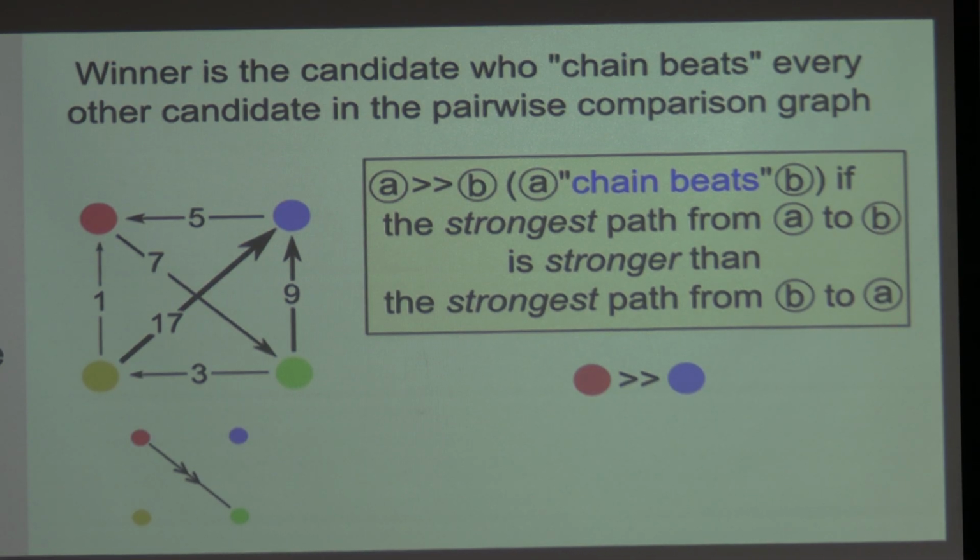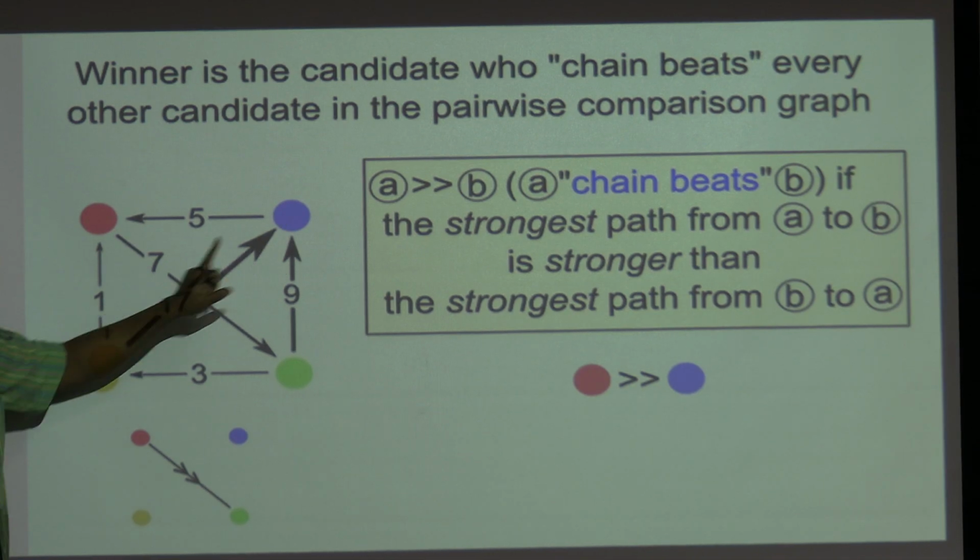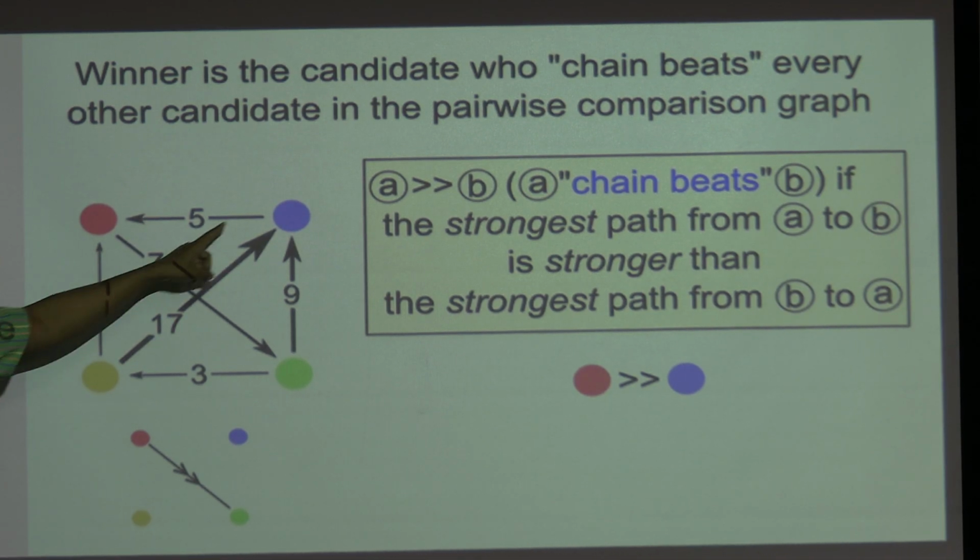Cool. What about the other direction? The strongest path from purple to red. I definitely see a 5.